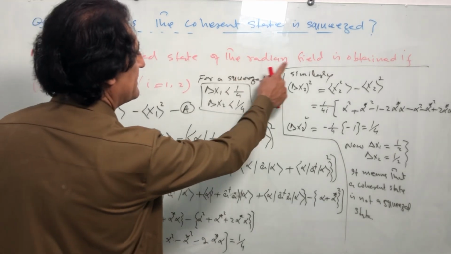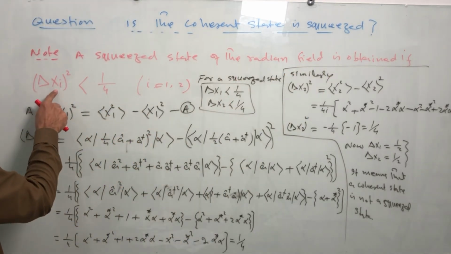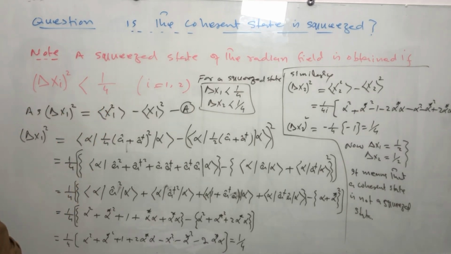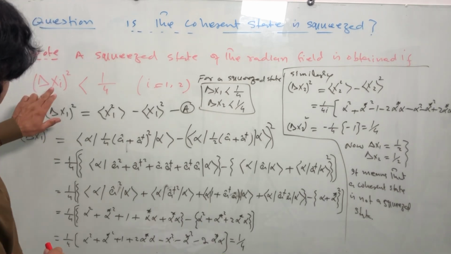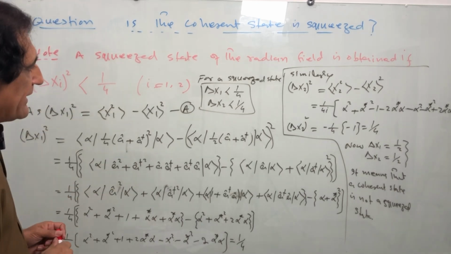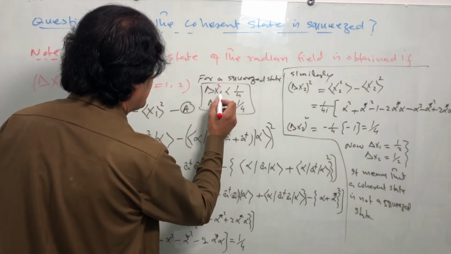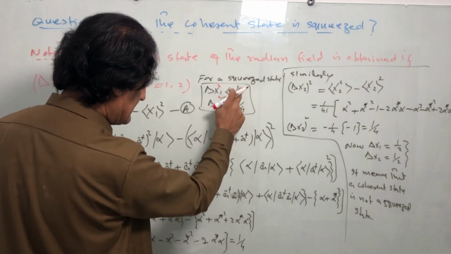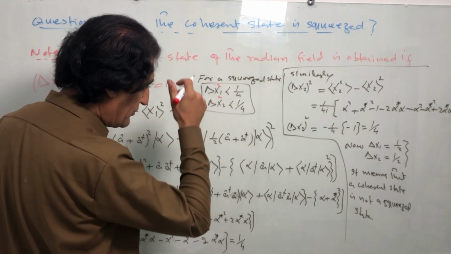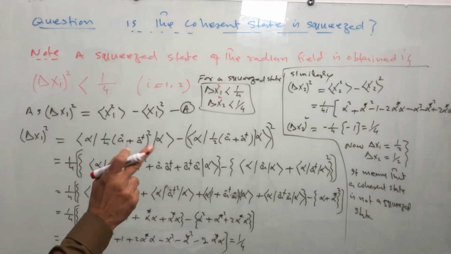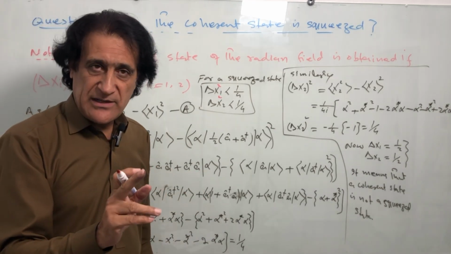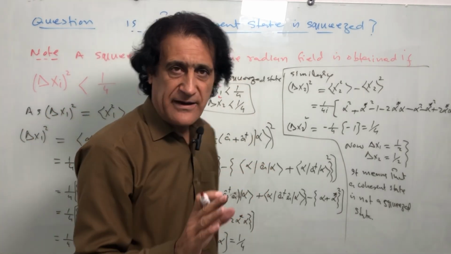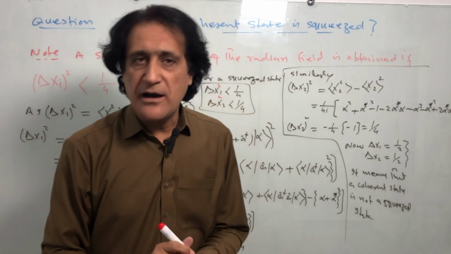A squeezed state of the radiation field is obtained if (Δx_i)² is less than 1/4, for i equal to 1 and 2. It shows that if we have (Δx1)² less than 1/4 and (Δx2)² less than 1/4, then for this condition the state will be a squeezed state. If this condition is not satisfied for any state, then it will not be a squeezed state.